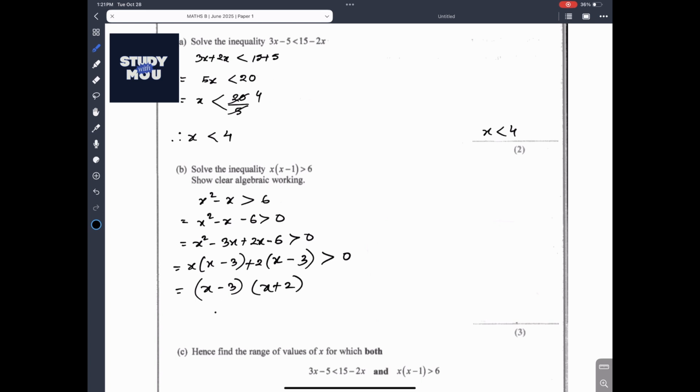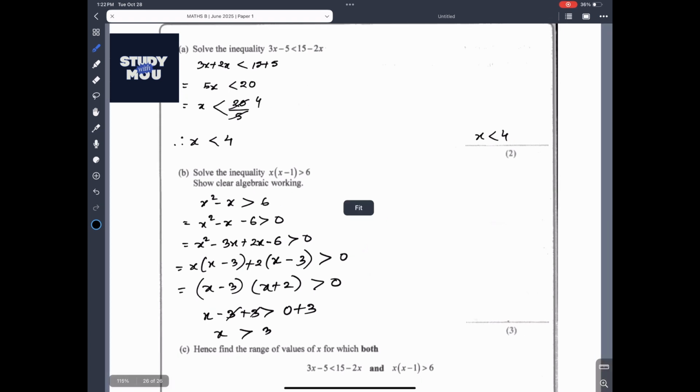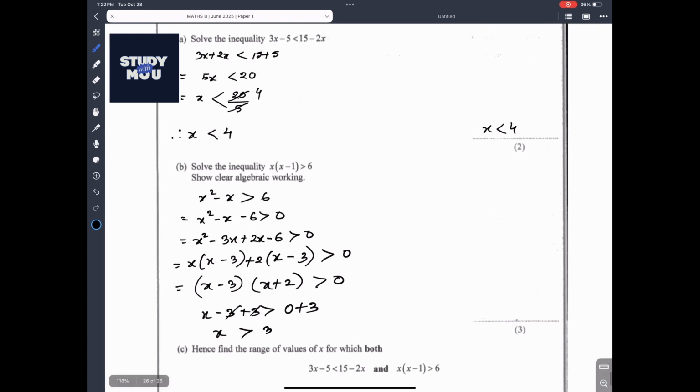Now what we can do is x minus 3 plus 3, 0 plus 3. So x will be positive 3, since this is positive, we can cross this out. So x is greater than 3.